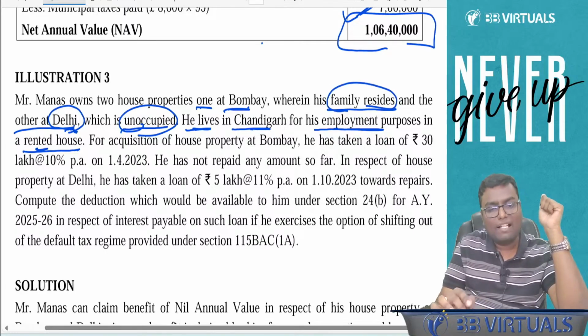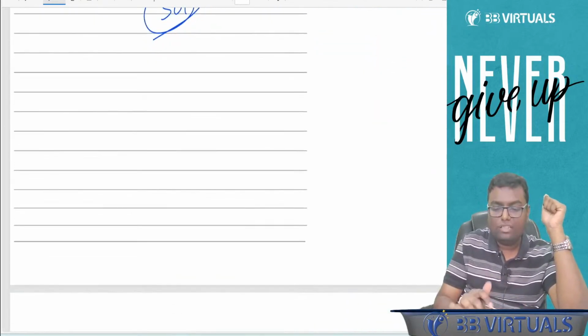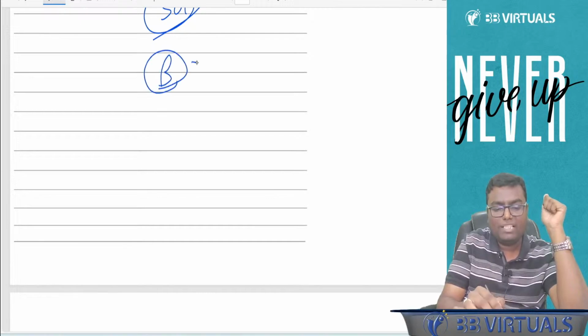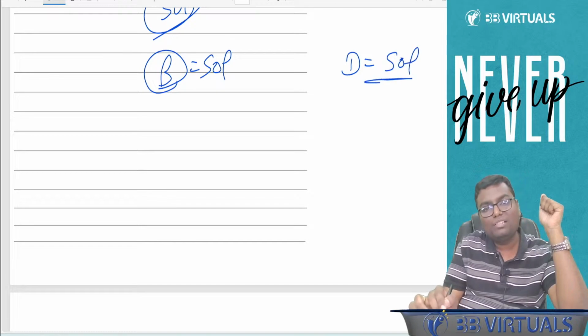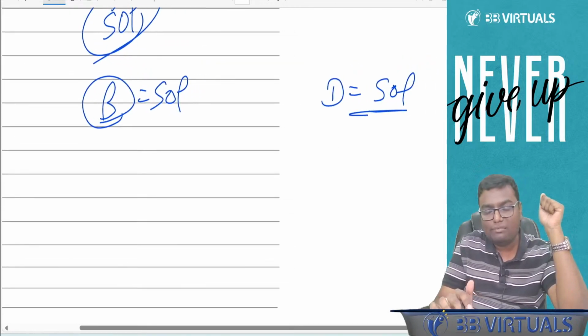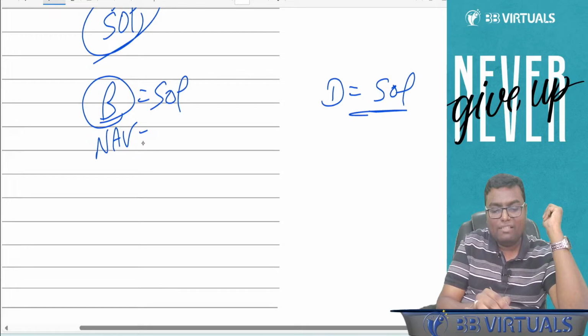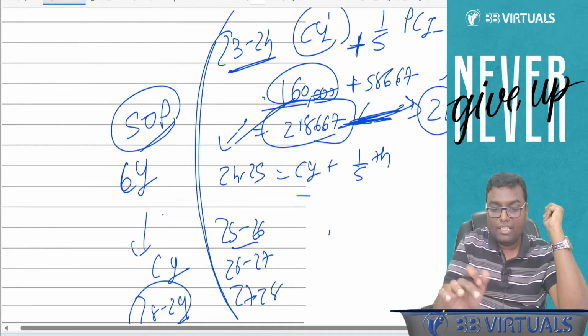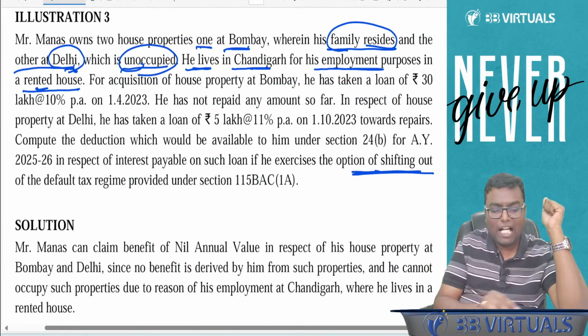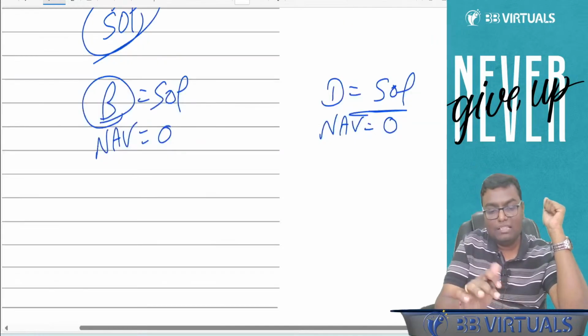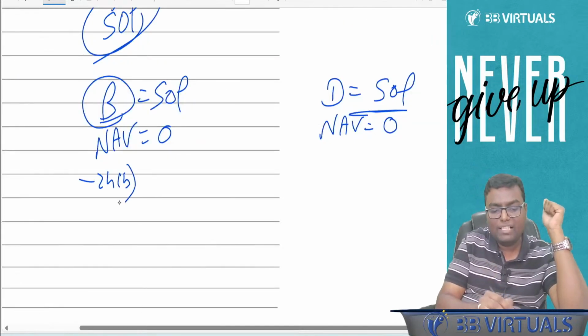So he has now 2 properties. One in which family resides, that Bombay property is also SOP. And the second one, the Delhi property is also SOP. Both the properties are called SOP. Can a person have two SOP? Yes, obviously yes. So can I say this property's NAV will be 0? Even this property's NAV will also be 0. But if you read the last line, he is opting out of the default tax regime. That means he can claim the Section 24(b) deduction.